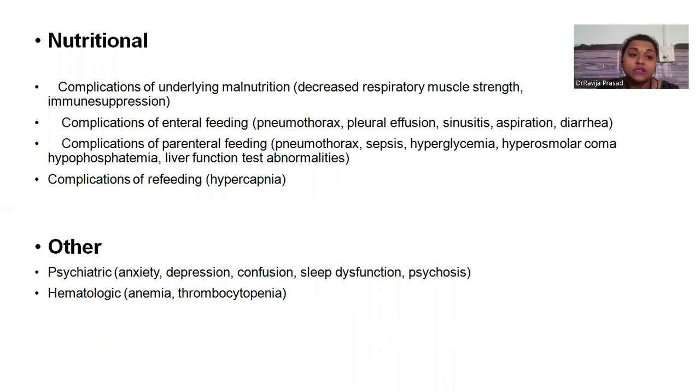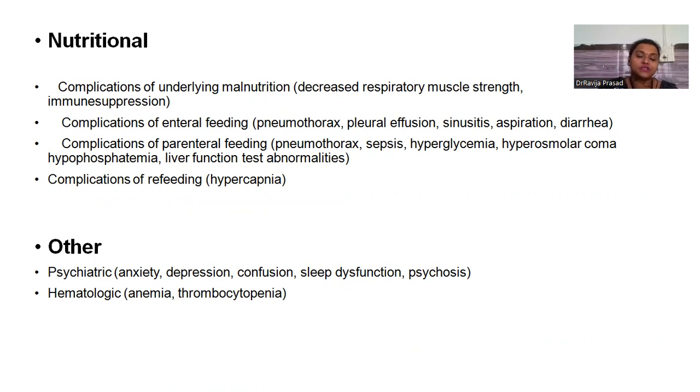Then other could be nutritional. The complications of underlying malnutrition could be decreased respiratory muscle strength, then immunosuppression. Complication of enteral feeding, that is pneumothorax. It can cause pleural effusion, can cause sinusitis, aspiration, diarrhea. Then complication of parenteral feeding, that is pneumothorax, sepsis, hyperglycemia, hyperosmolar coma, hypophosphatemia, liver function test abnormality. Complication of refeeding, that is hypercapnia.